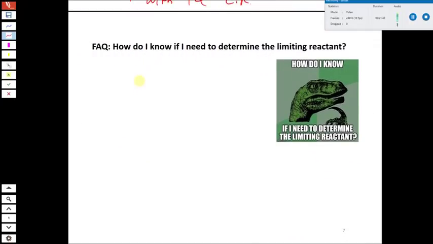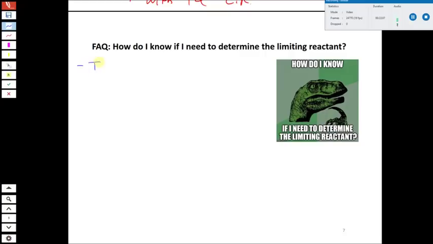But before we see how it works, let's answer the question that's likely burning a hole in your minds right now, which is, how do I know if I even need to do this? Because we've done a few stoichiometry problems already in class today. We didn't have to even worry about limiting reactant. We just started the problem. No big deal, right?